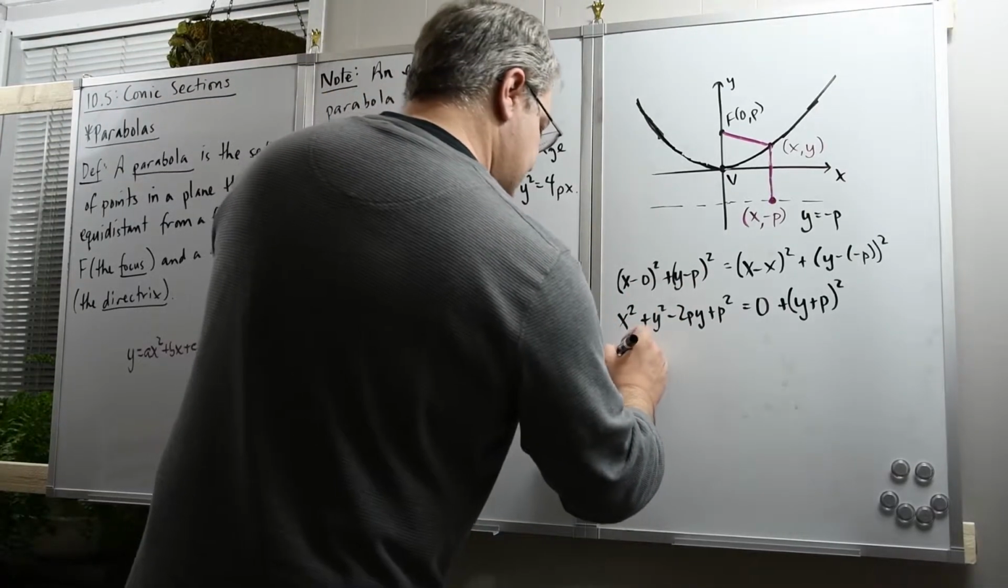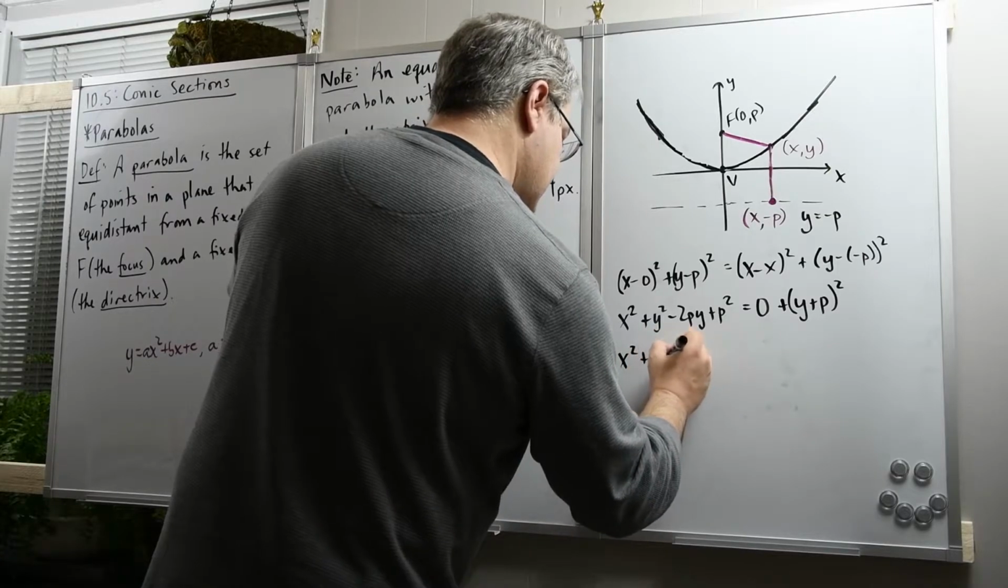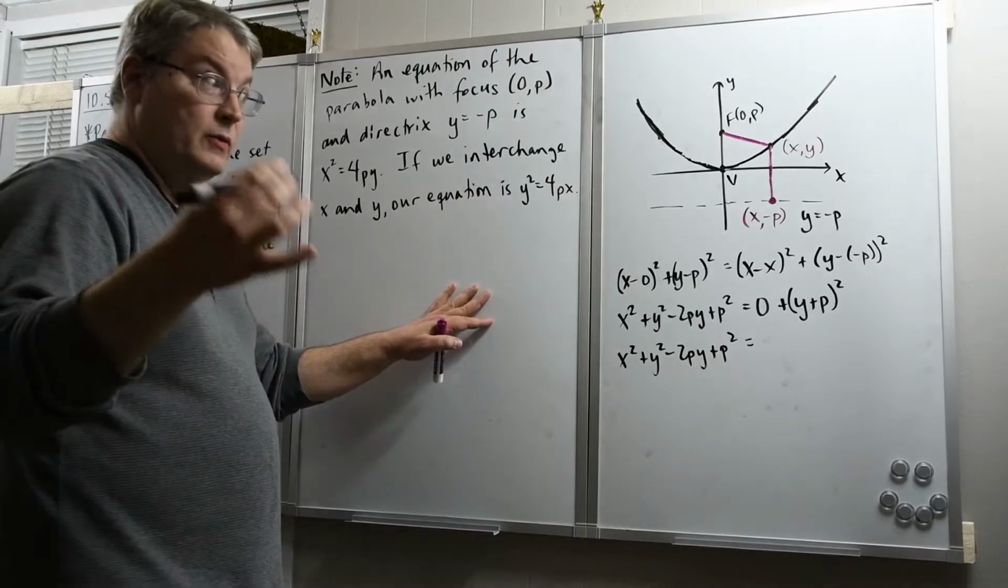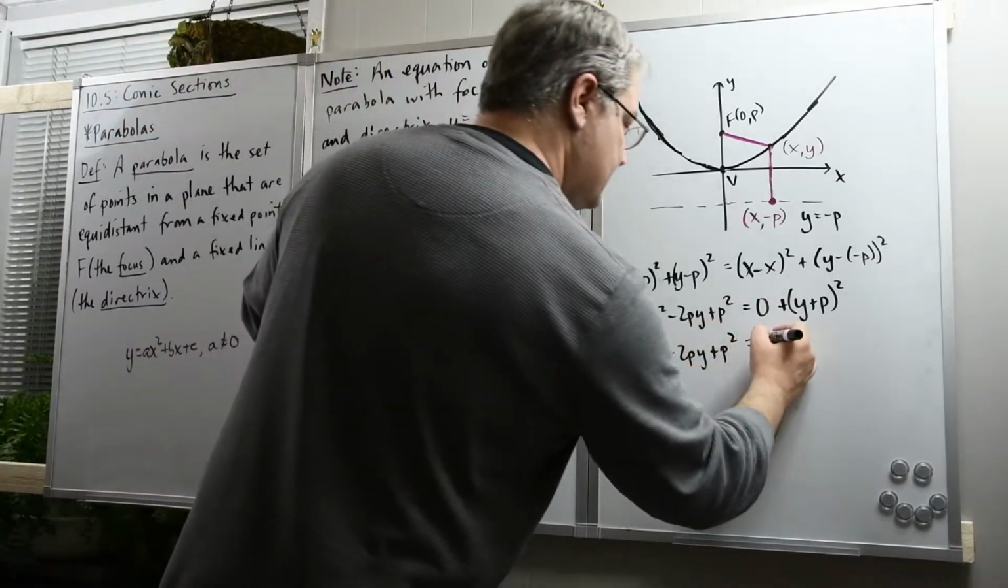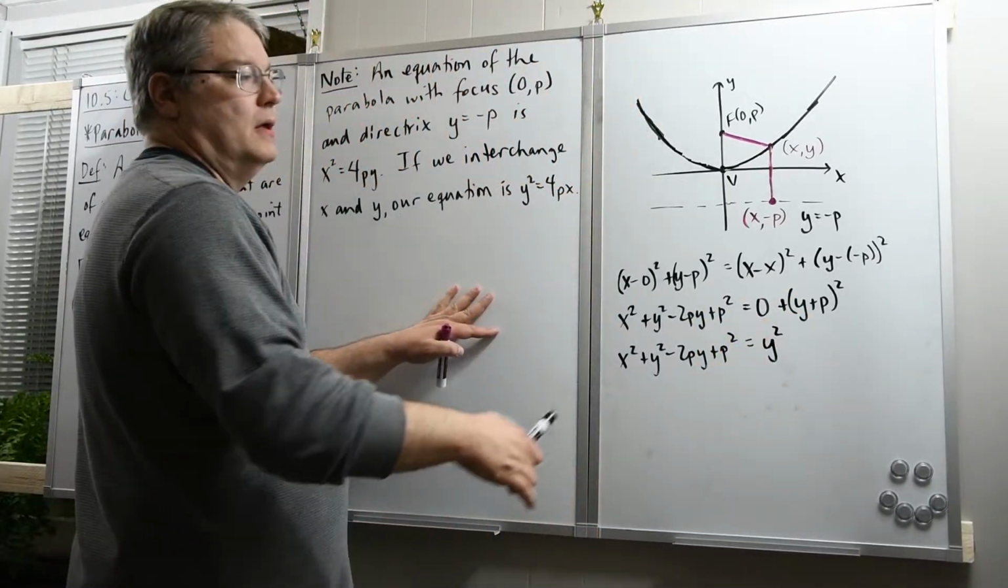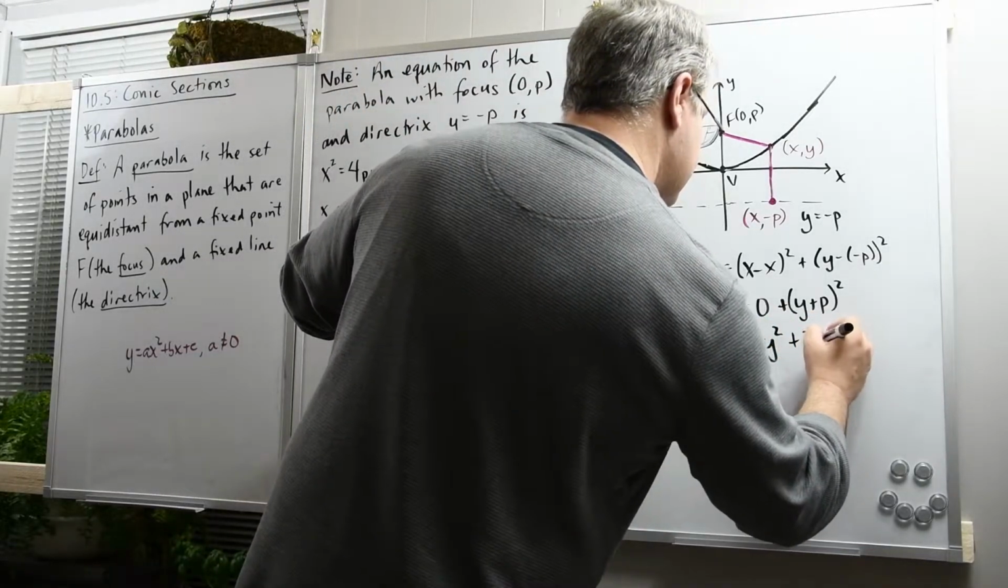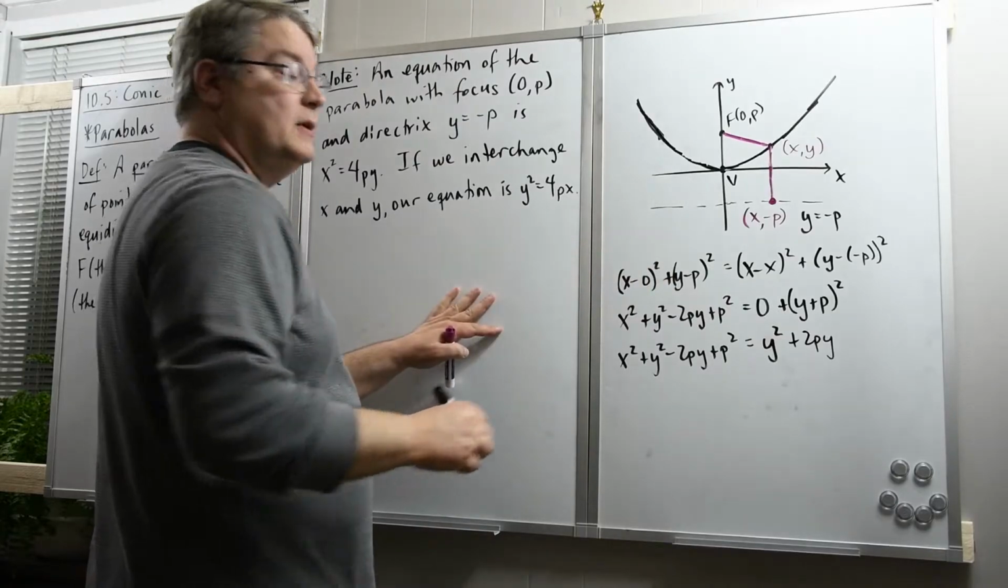We'll keep the left side as it is. And on the other side, we square the y plus p. Square your first term, gives you y squared. Multiply the 2 terms together and then double, gives you a 2py. And then square the last term, that gives you p squared.